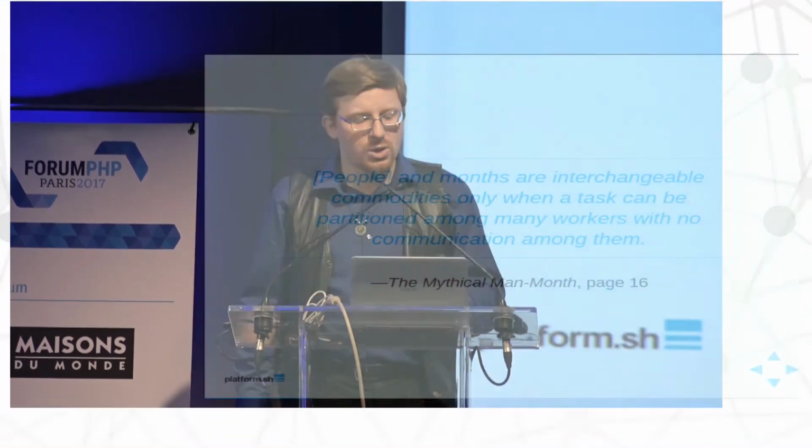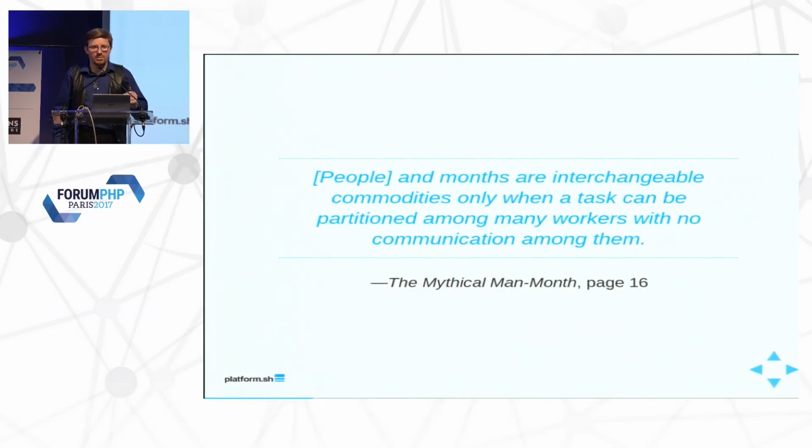And some tasks are going to block others. You know, I can't do the CSS for the design until we know what functionality we need to design. I have to do one of these before I can do the other. People and months are interchangeable commodities only when the tasks can be partitioned among many workers with no communication between them. This is the only case where you can actually throw people at a problem to solve it, is when there is no communication between them.